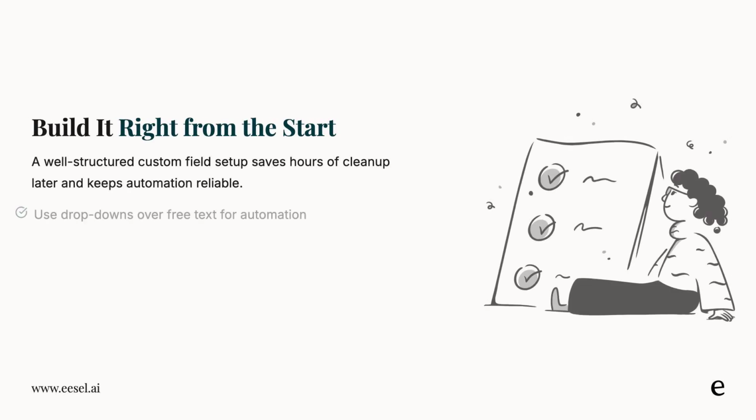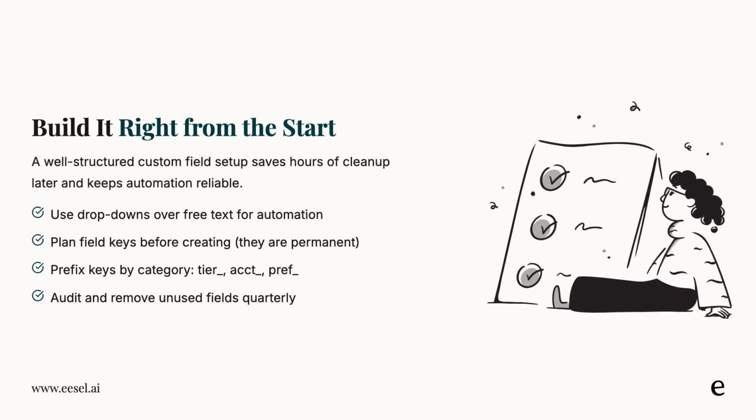Before you build, establish a naming convention and stick to it. Use drop-down fields over free text whenever you need automation, since consistent values keep triggers and views reliable, and run a quarterly audit to remove fields that are no longer in use.